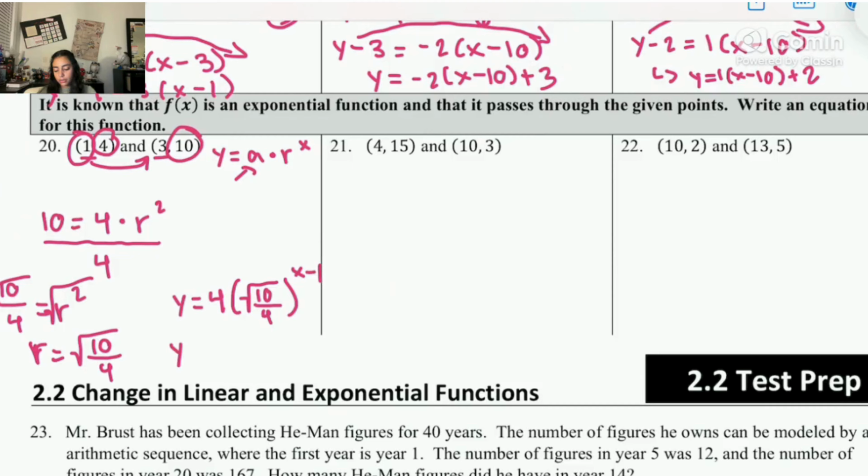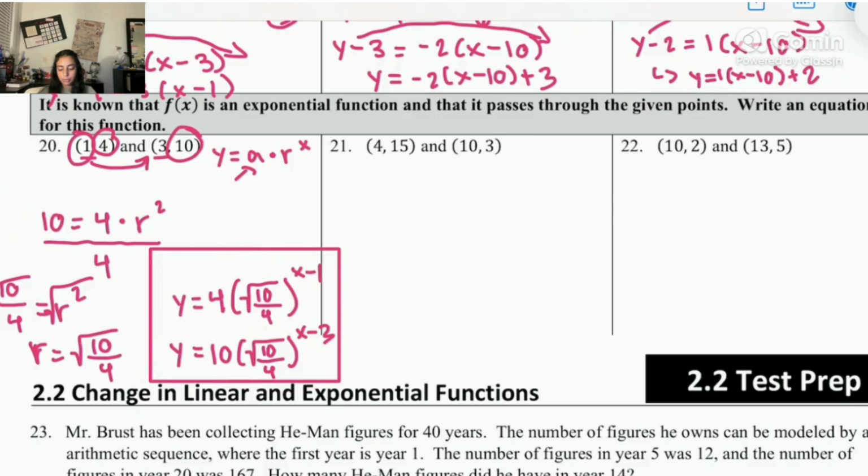Or you could write it as y equals 10 times the square root of 10 over 4 to the power of x minus 3. Again, like we talked about earlier, it just depends on which coordinate you want to focus on, but either of these would be acceptable.